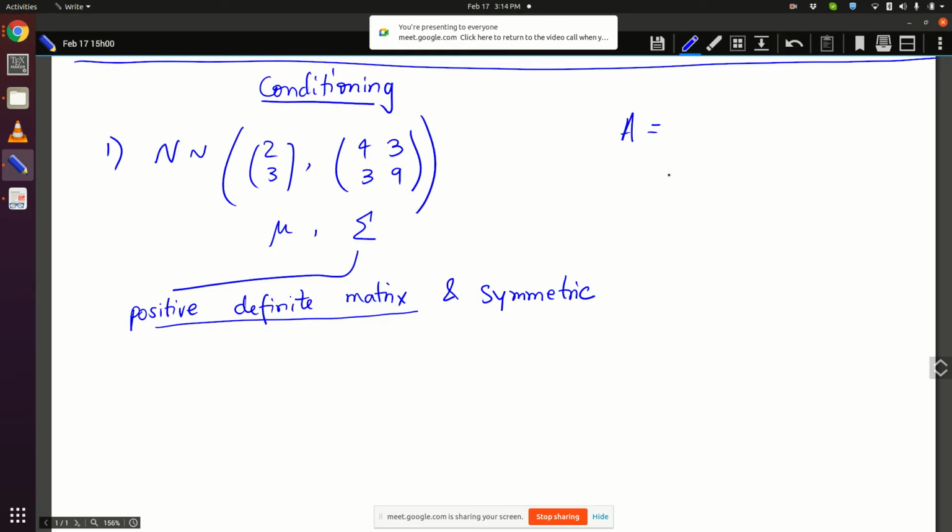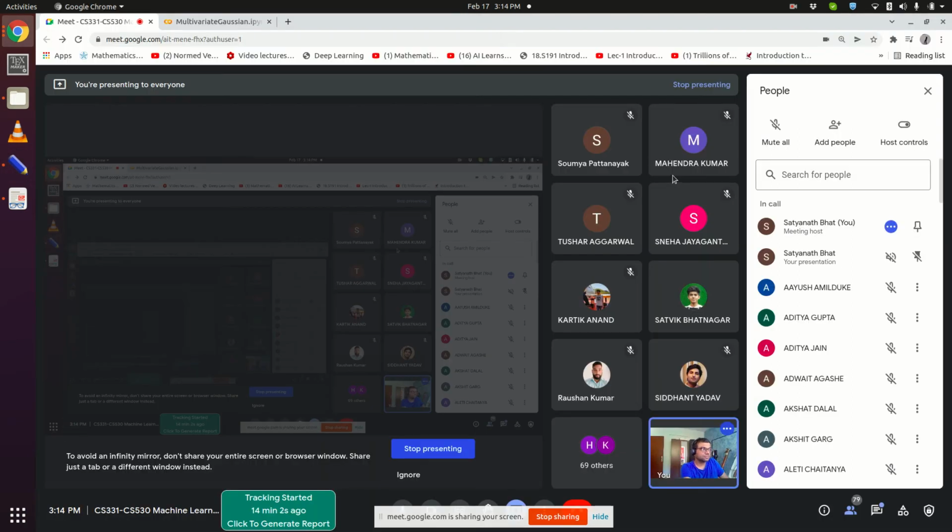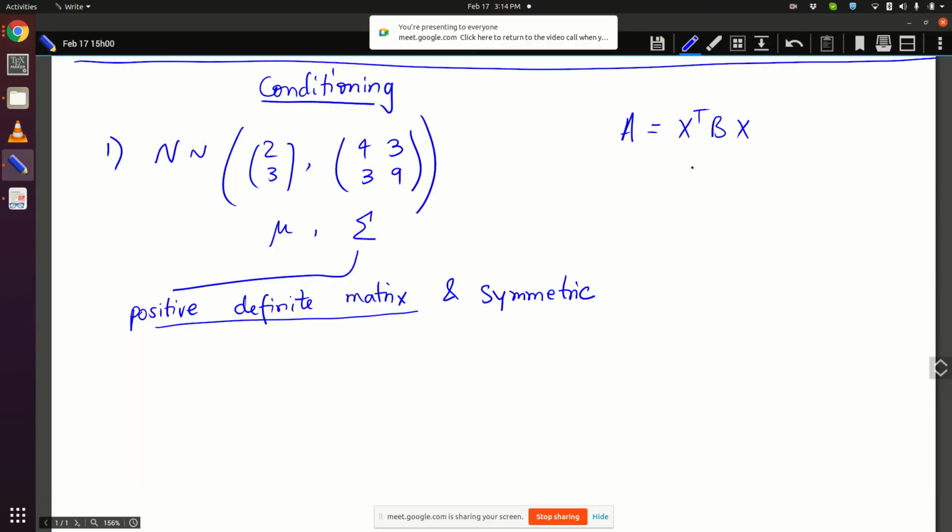Huh? Sorry, well, X transpose. Sorry, I just had to mute because somebody had unmuted. So yeah, tell me how you can write X transpose BX. Okay, what is this X and B and what are all these things? X will be the matrix of eigenvectors. Columns will be eigenvectors, and B will be like a diagonal matrix with eigenvalues.